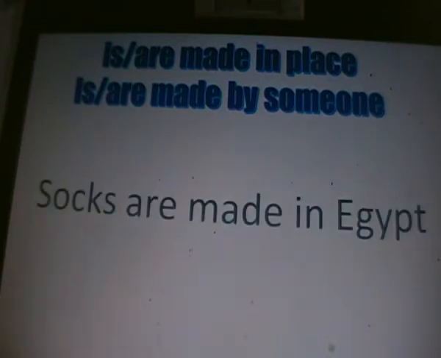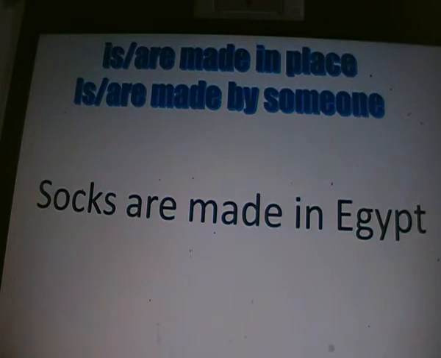Next, is or are made in a place. When I speak about a place, مكان, I use made in. Is or are made by someone. When I'm speaking about a person or people, I use by. Is or are made by. For example, socks are made in Egypt. Egypt is a place, so I use are made in. Socks plural, so I used are made.